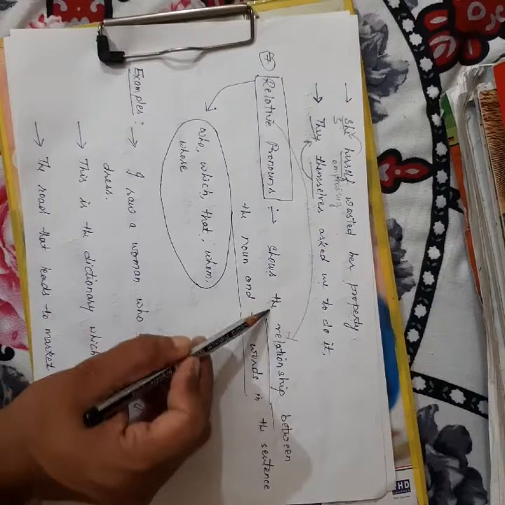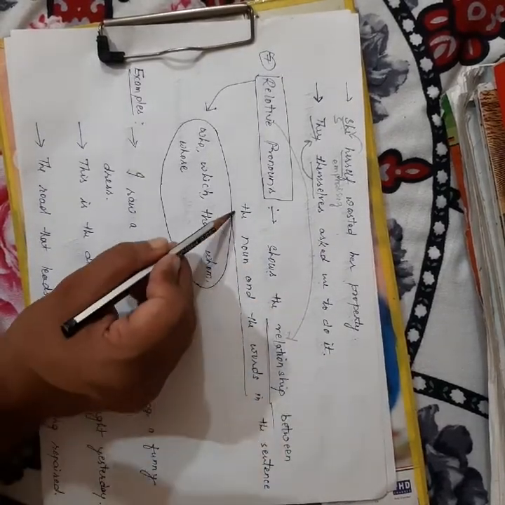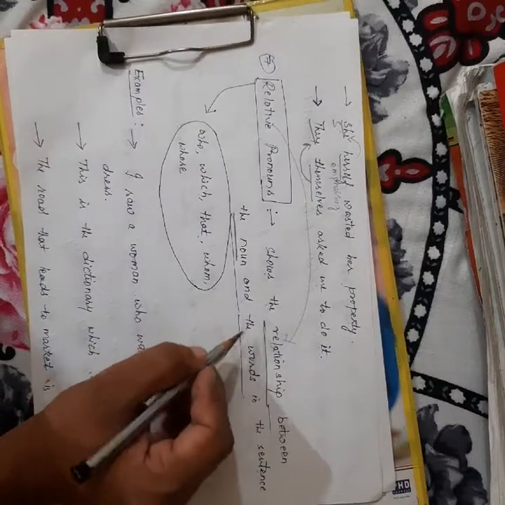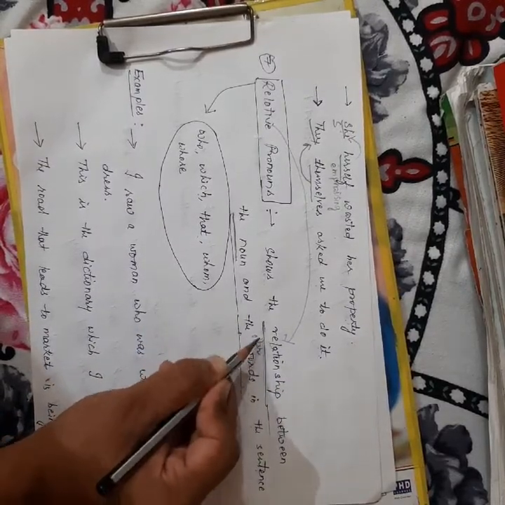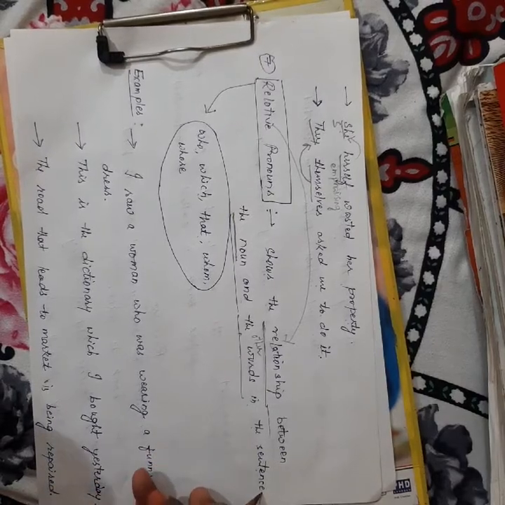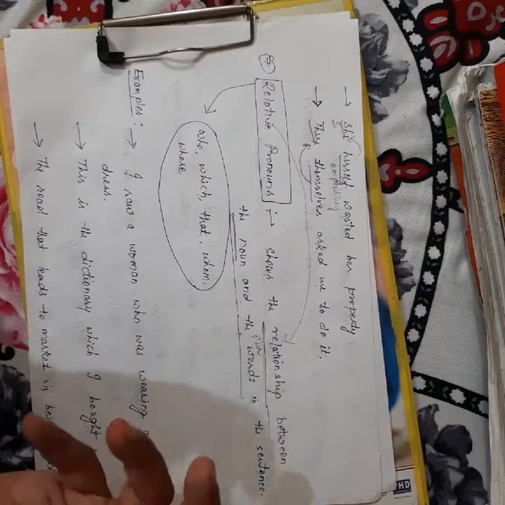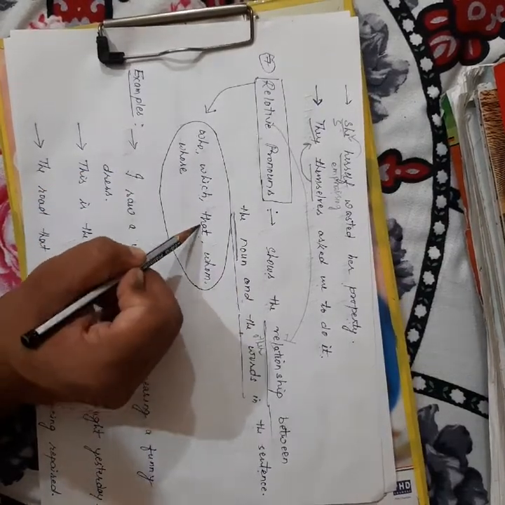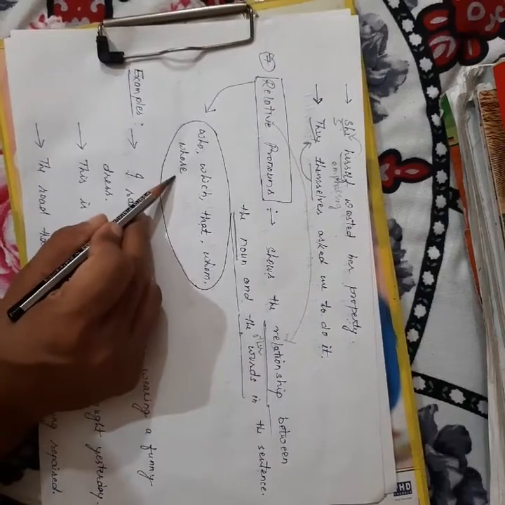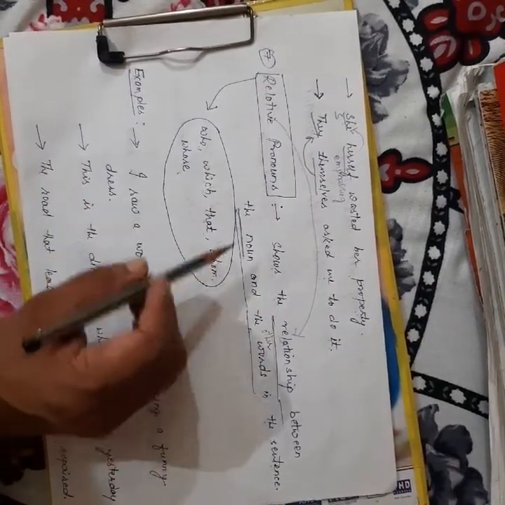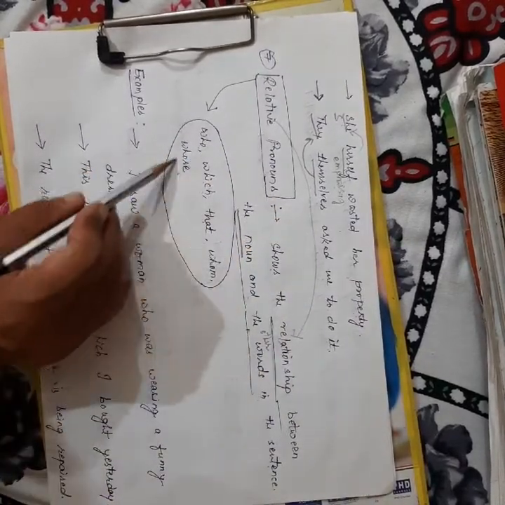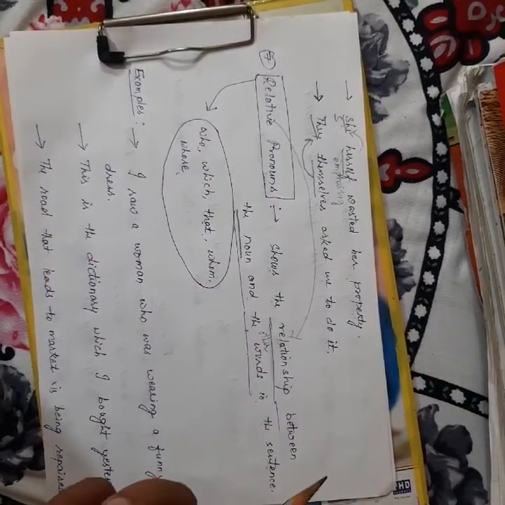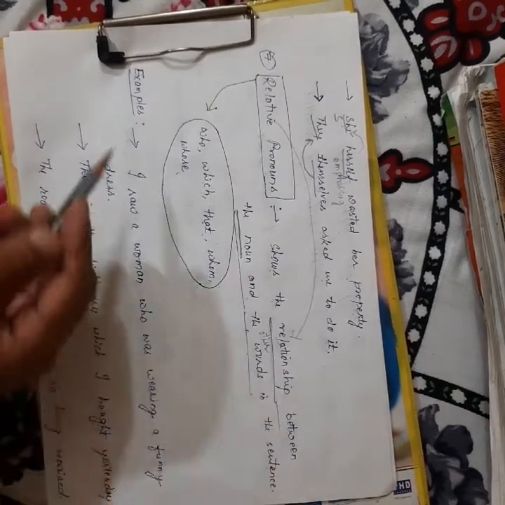Relative pronouns show the relationship between the noun and the other words in the sentence, right? Now, which are the words which are relative pronouns? These are who, which, that, whom, whose. Okay, so these are your relative pronouns, and these words will be showing relationship between the noun and the other words in the sentence. Now more things will be clear with some examples.